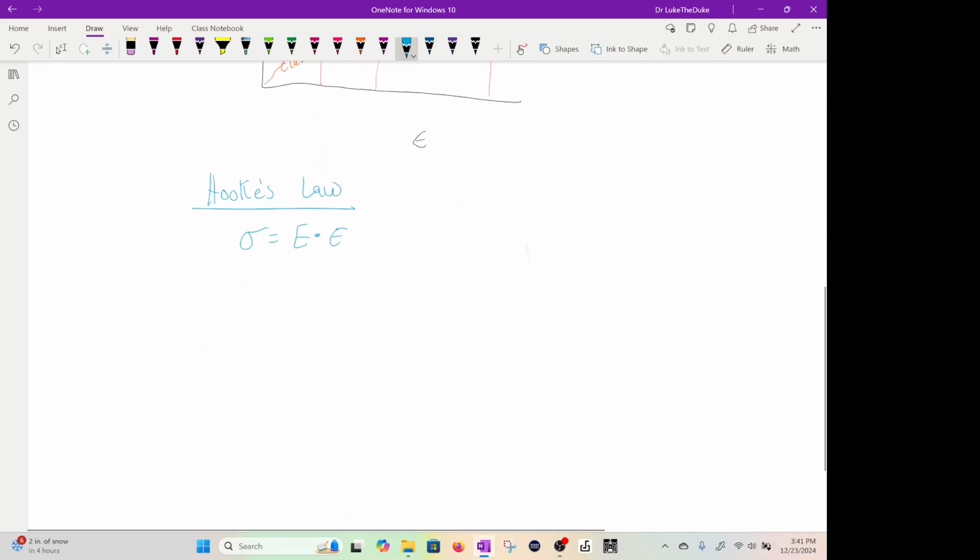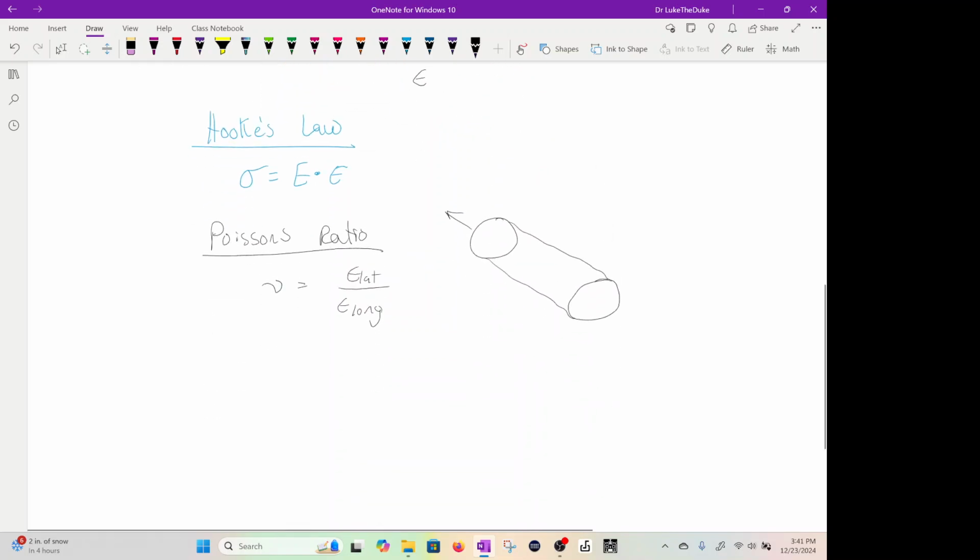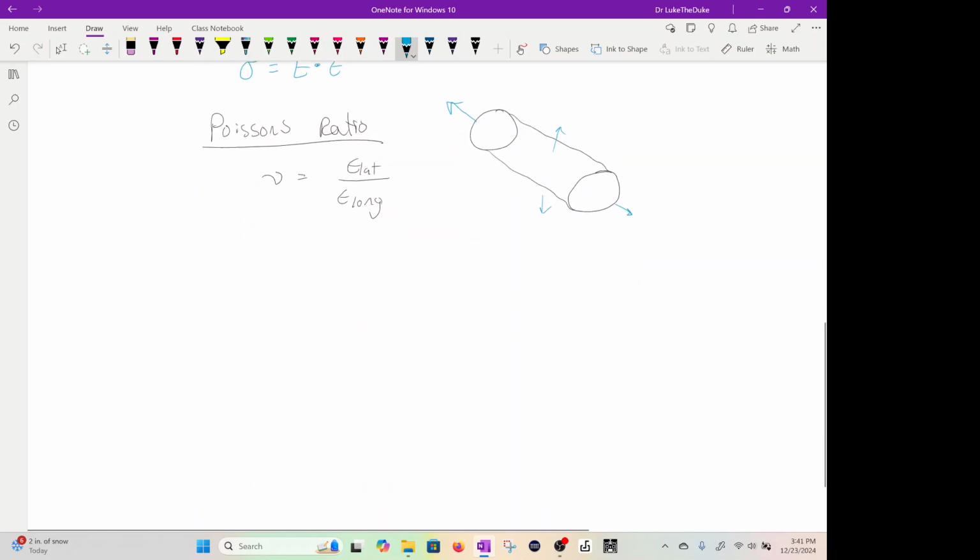Another equation that you've seen or used before is Poisson's ratio. Nu is basically your lateral strain over your longitudinal strain. So if you have a cylindrical shape, then this could stretch back and forth this way, but it could also go outward. And that's Poisson's ratio.